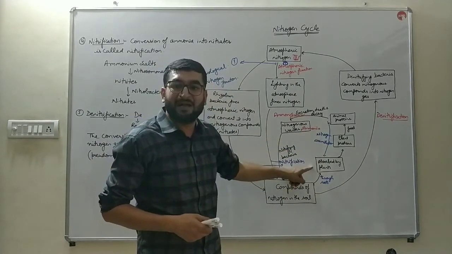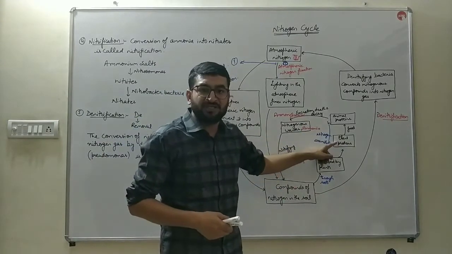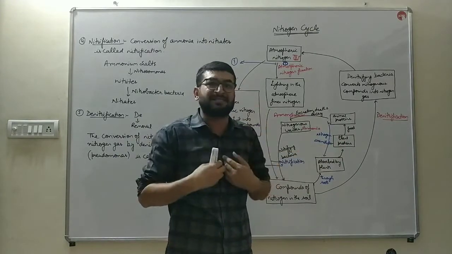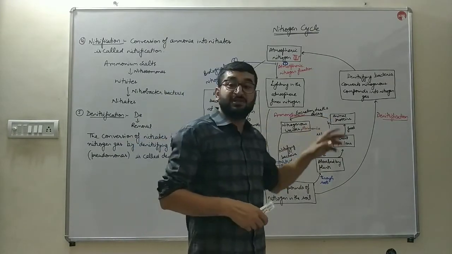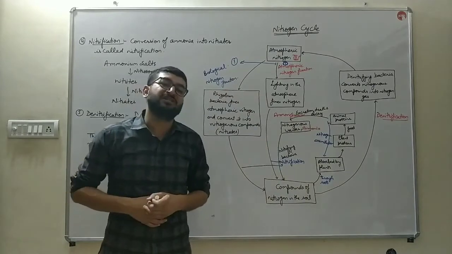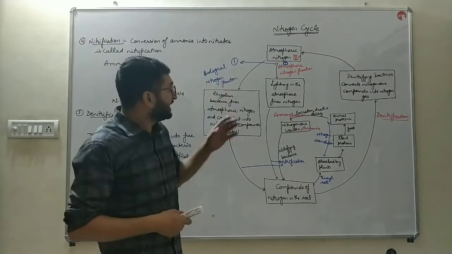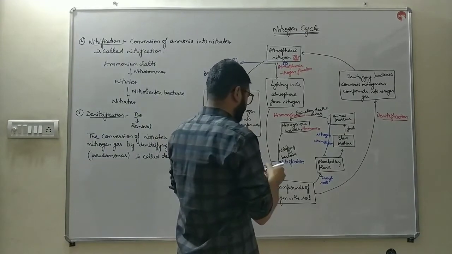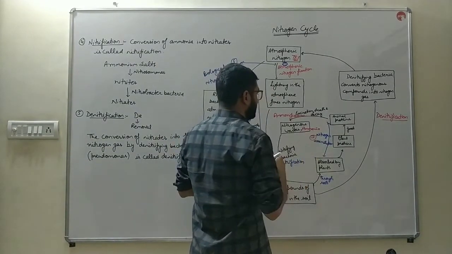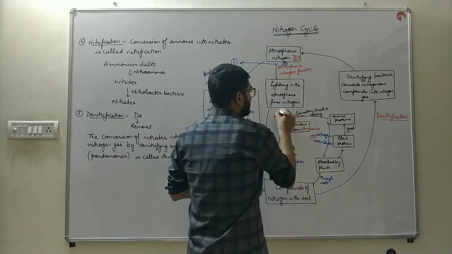First absorbed by plants, then plants form proteins. Those proteins are eaten by the animals as food. Then those animals will make their proteins. And the proteins are the structural components of plants and animals. Next, third step is ammonification.